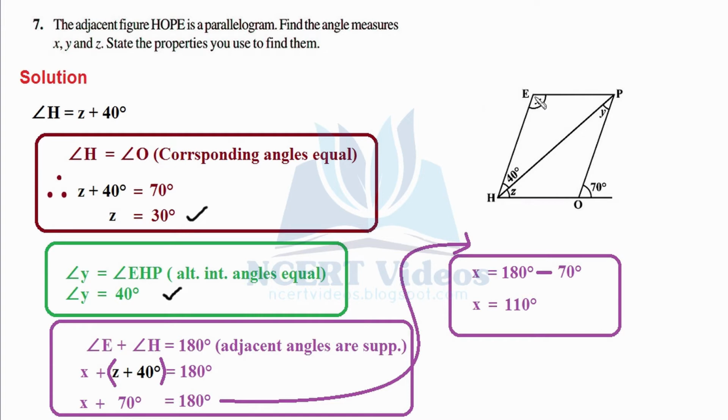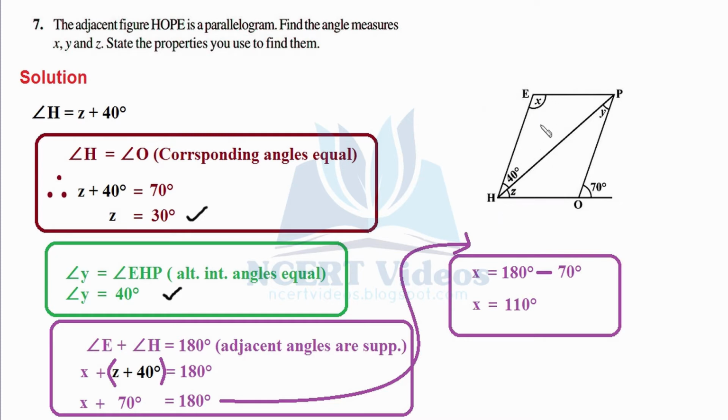Now we are only left to find measure of angle X or angle E, whichever you want to call it. Again, we have studied in case of a parallelogram, adjacent angles are supplementary. And what are adjacent angles? The angles formed at the extreme of any line segment. For an instance, if we are taking line segment EH, then the angles formed at its endpoints, that is, this angle and this complete angle, when we will add them up, they should give us 180 degrees.